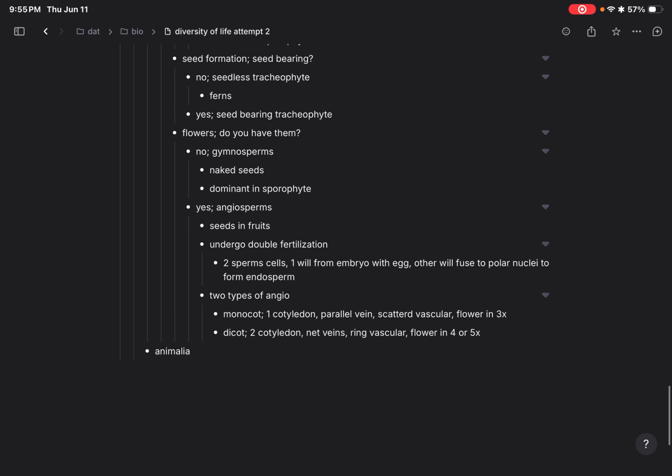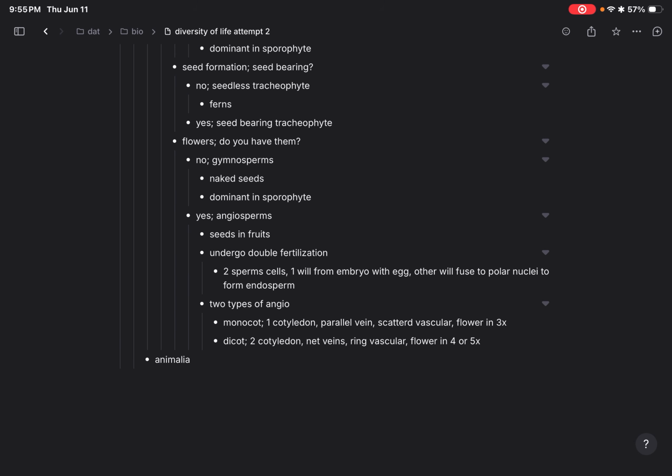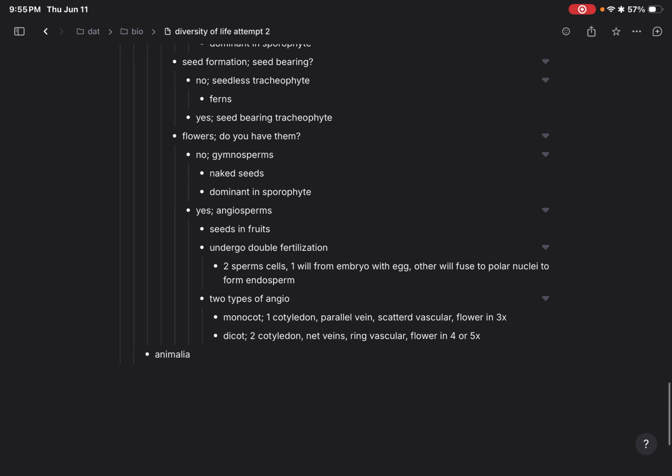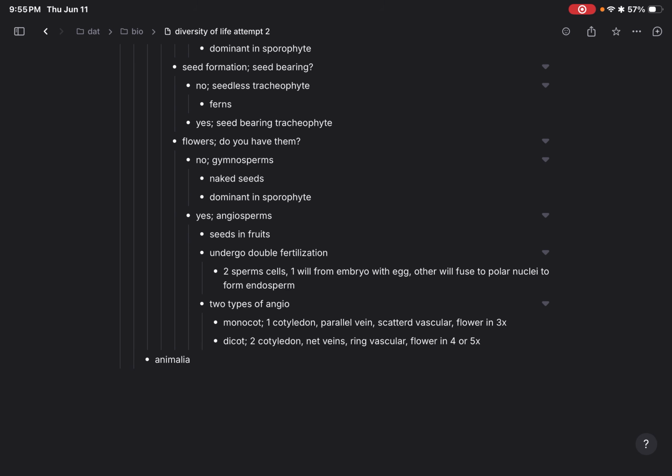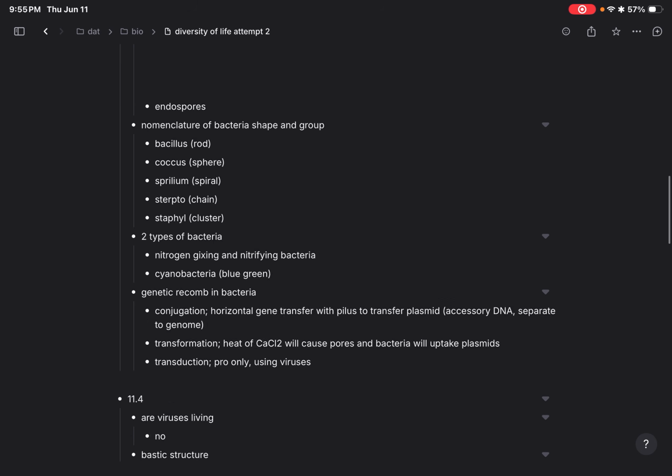There are two types of angiosperms, monocots and dicots. Monocots have one cotyledon. They have parallel veins, scattered vascular bundles, and flowers in multiples of 3. I don't really know how to remember this. Dicots have two cotyledons. They have net veins, a ring vascular system, and flowers in multiples of 4 or 5. So, yep, that's all.